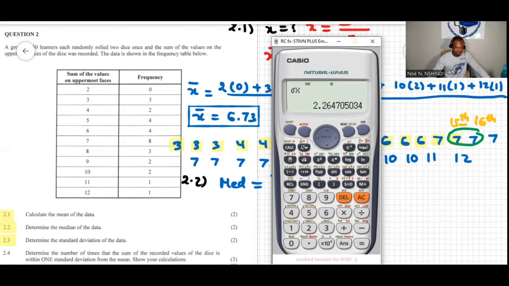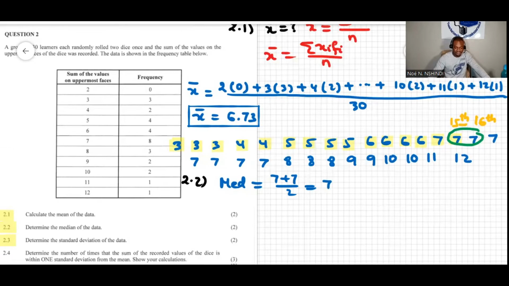So, question 2.3: the standard deviation, this is not rho, it's the lowercase sigma, which is 2.26.